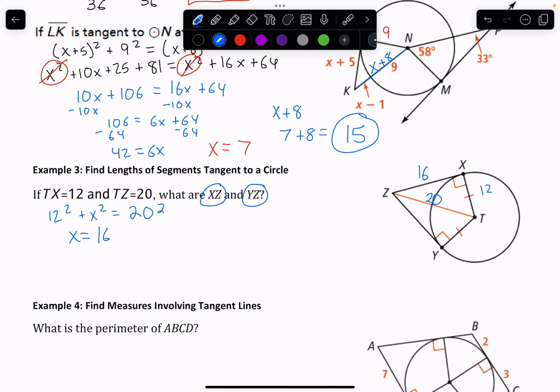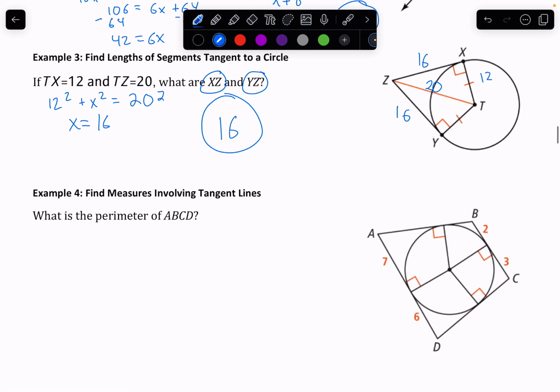They also asked us, what is XY? We can say, oh, well, because of the two tangent theorem, ZX and YZ will be the same quantity. So YZ will also be 16. So both of them are 16, and that is your solution.